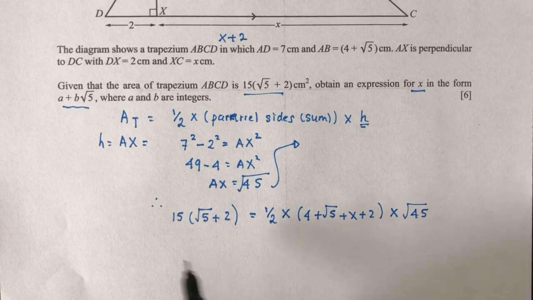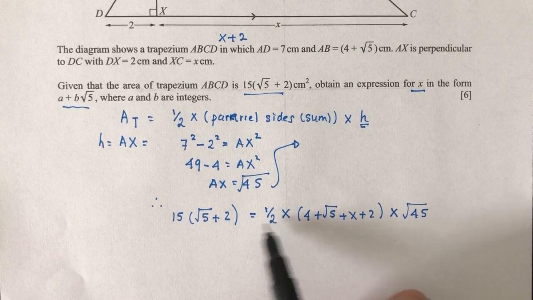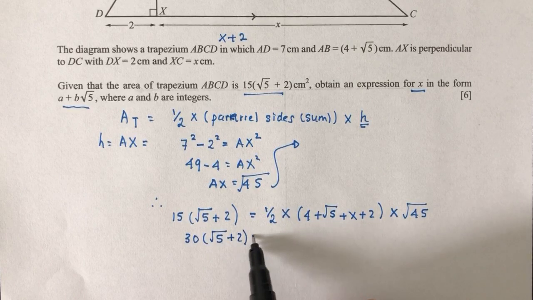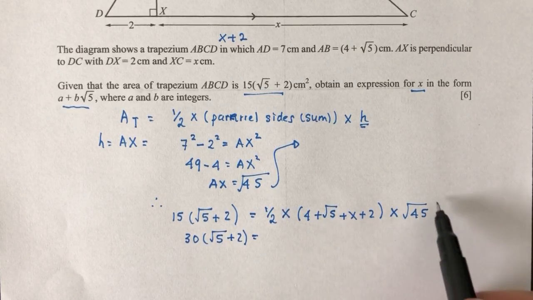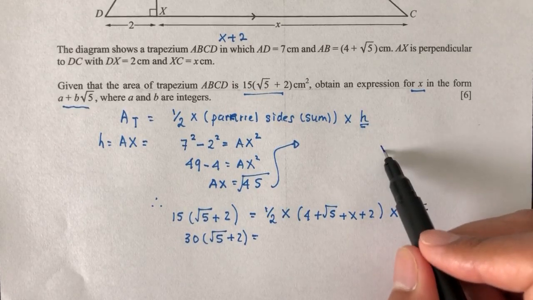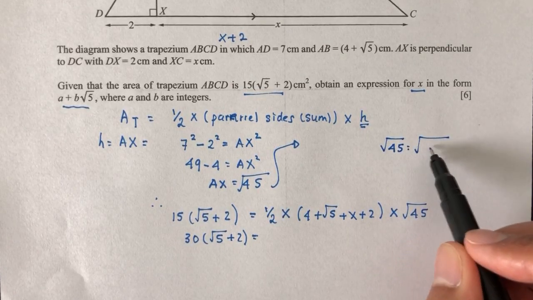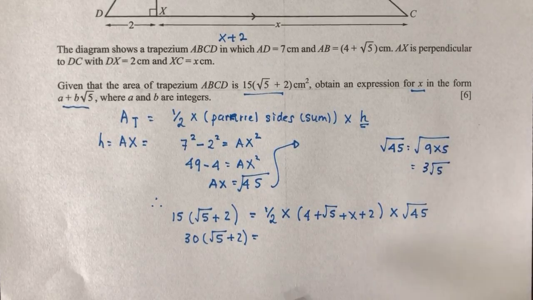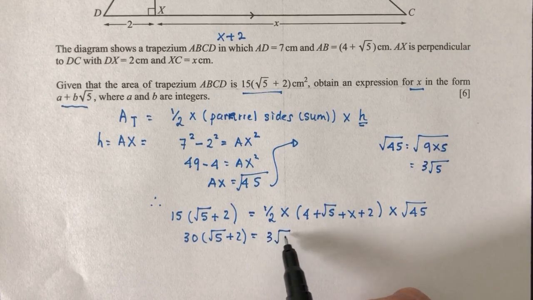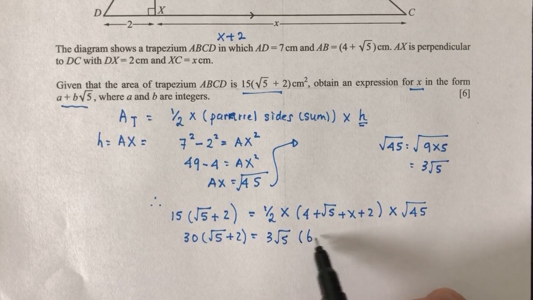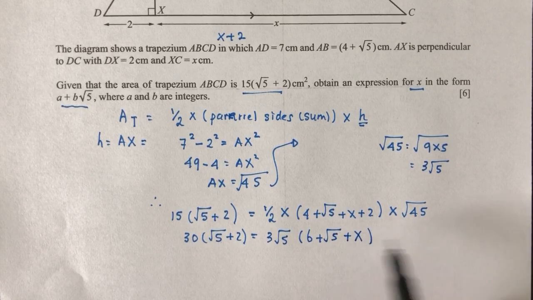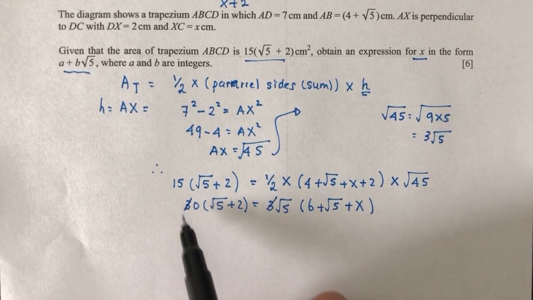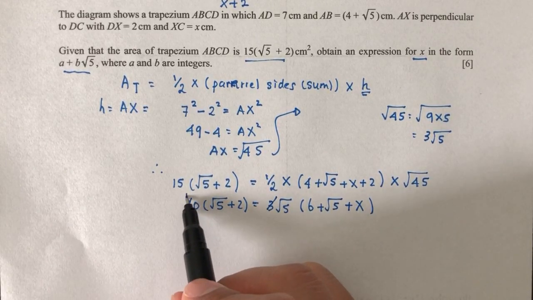So now what can we do? We can simplify. We can send this one over here. We will have 30 times square root of 5 plus 2 equal to, and this one we can simplify as well. What is square root of 45? It is square root of 9 times 5, which is 3 root 5. Hope that makes sense. So if you write this here, 3 root 5, that will be 6 plus this and plus x. So let's try to simplify. So 3, and this is 3, so 10 remains 1.